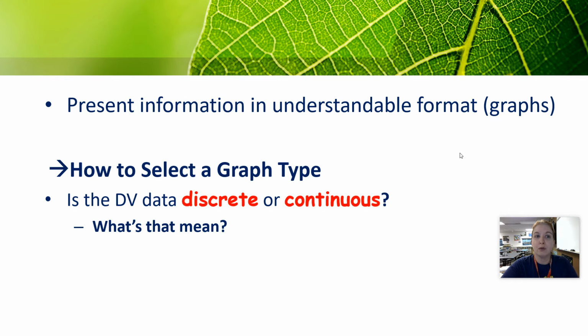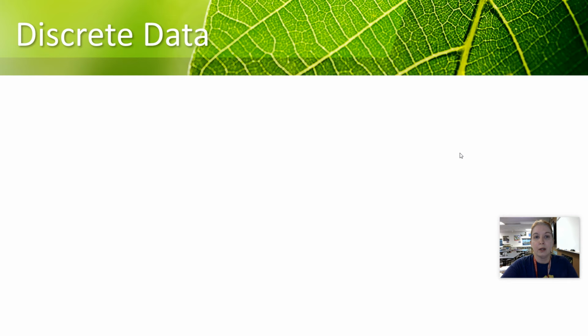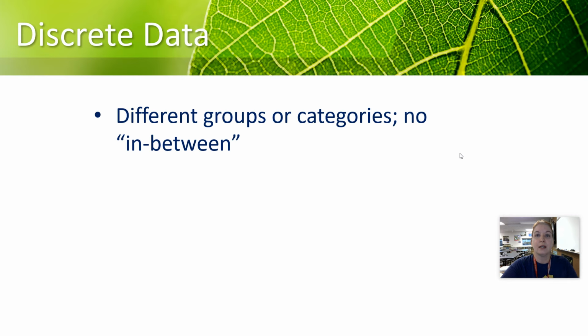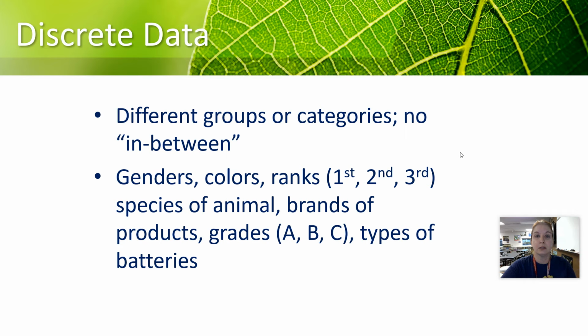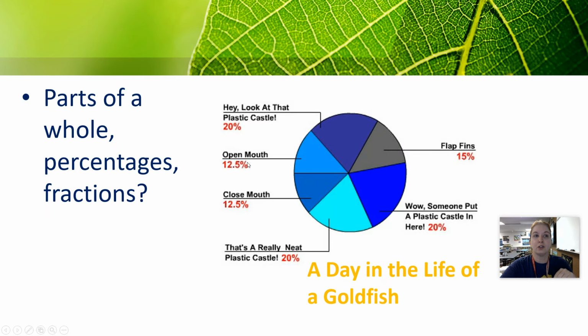So what kind of graph do we want to do? Discrete data is when you have very specific groups or categories, things like gender, colors, ranks, very specific things. So for parts of a whole, percentages, or fractions, you can use a pie chart.